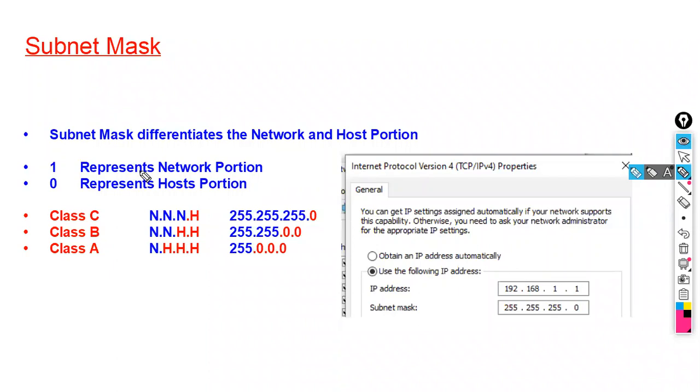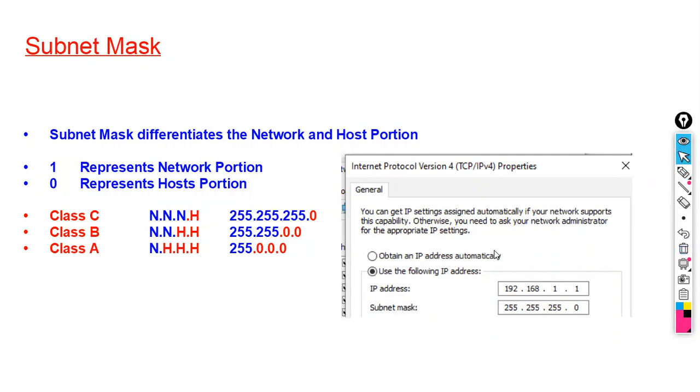So here we will see what is subnet mask. When we configure the IP address, you will see one more field here which is called subnet mask. Let us try to understand what is the use of this subnet mask.